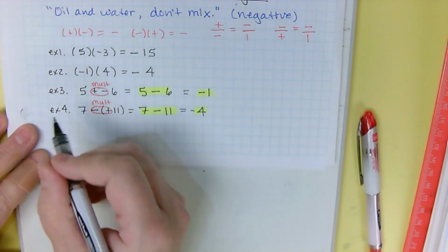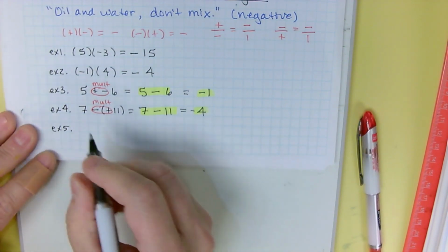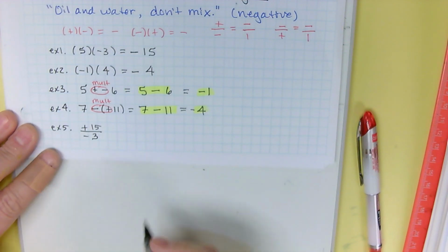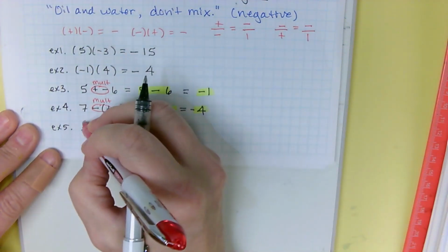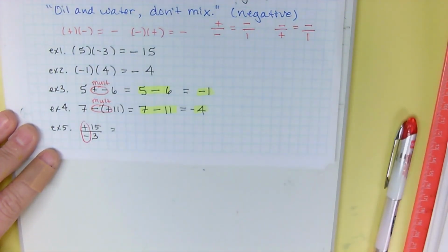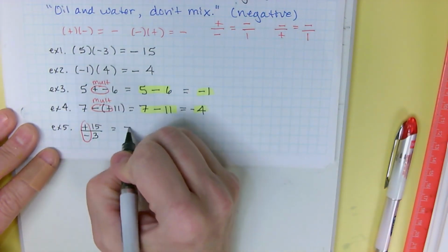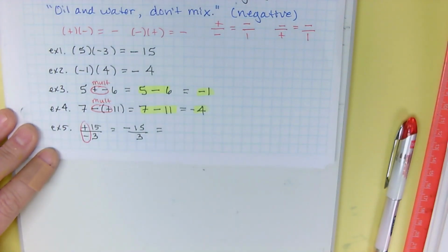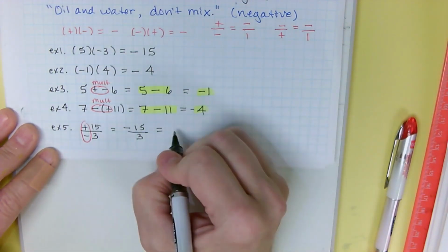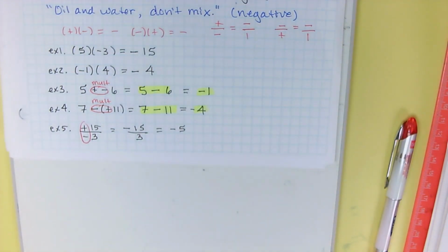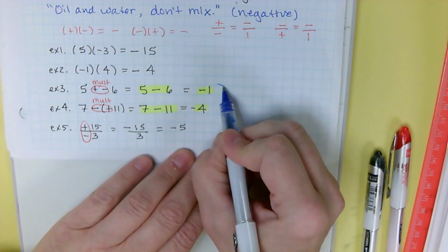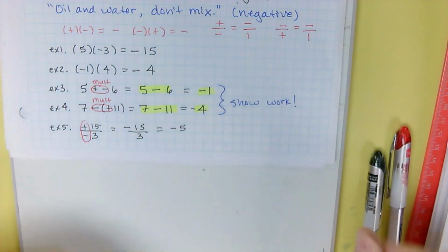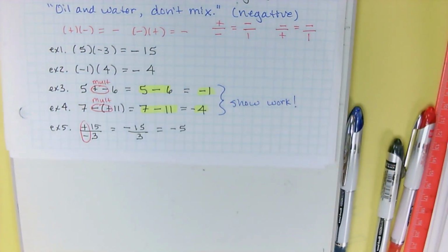All right, last one, and then we are done. I think you would know this one already. Positive 15 divided by a negative 3. A positive divided by a negative. Oil and water don't mix, means the negative goes up top with the 15. And now you just divide. 15 divided by 3 is 5. So negative 5 is the answer. This is your show work part. Okay. Are there any questions?